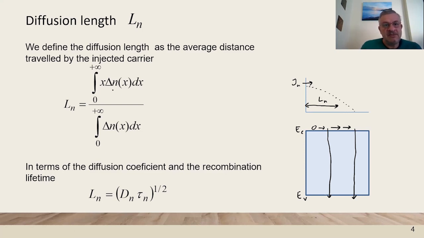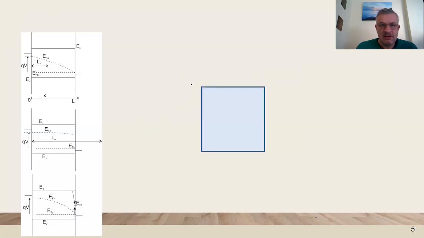The diffusion length can be calculated if we know the carrier distribution by solving the diffusion recombination equation, and then one can obtain that the diffusion length is the square root of the product of the diffusion coefficient and the recombination lifetime. Now we can analyze what happens when we inject electrons into the semiconductor. So we have here the conduction band and the valence band, and now we inject the electrons right here at the left contact, so they are going to enter the semiconductor layer.